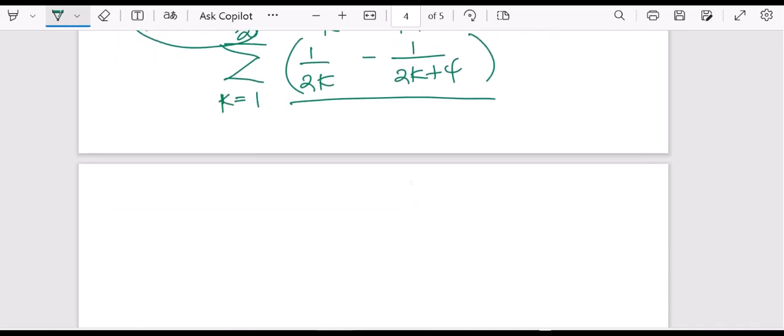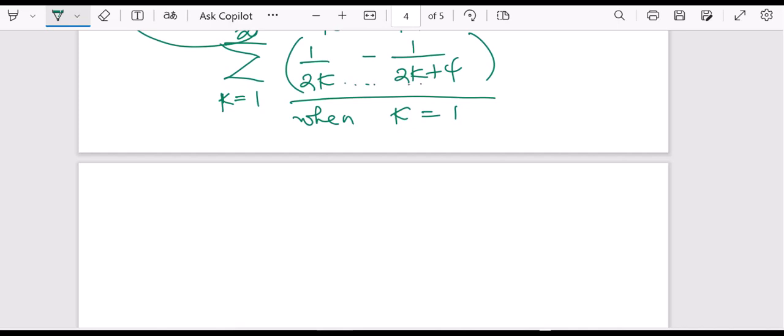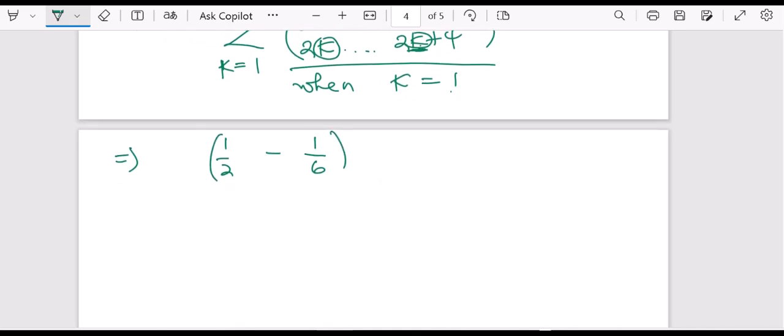So let's investigate when k is equal to 1, what will be the value of this series. When k is equal to 1, we just substitute 1 here and 1 here, and that will just be 1 over 2 minus 1 over 6, because 1 in here will be 2 plus 4, that's 6. So we have this part when k equals 1.